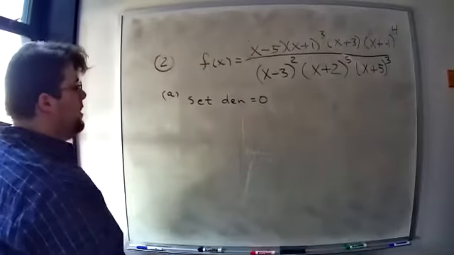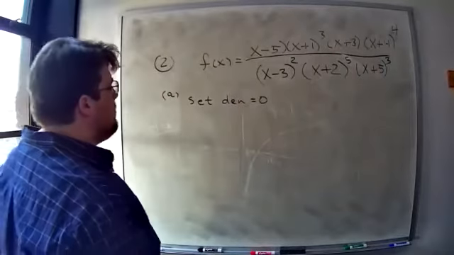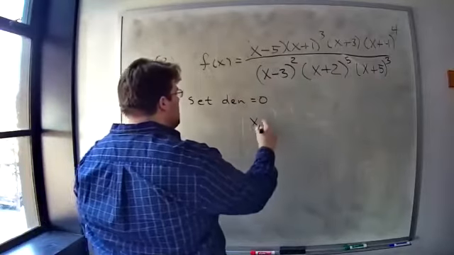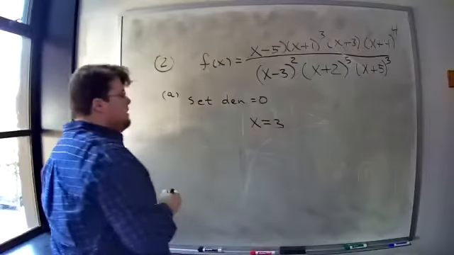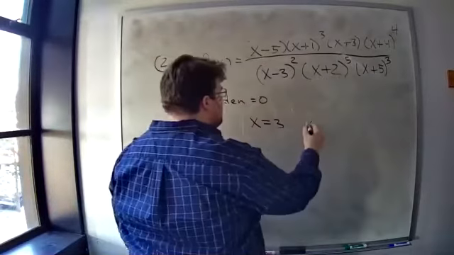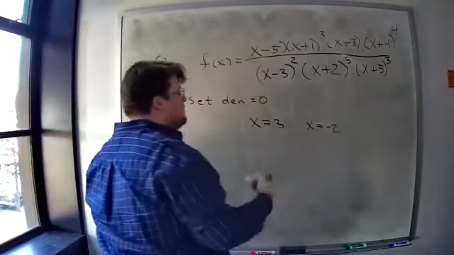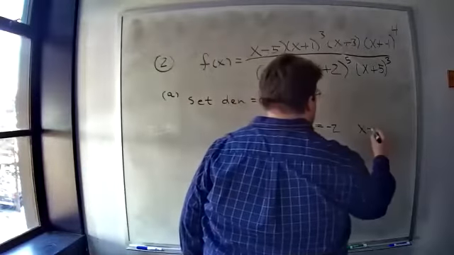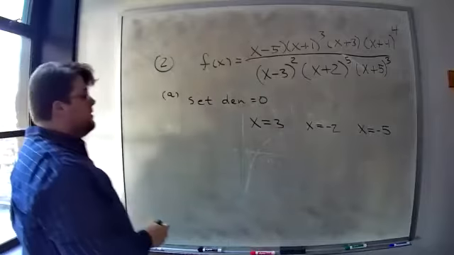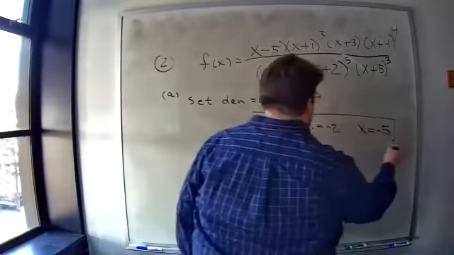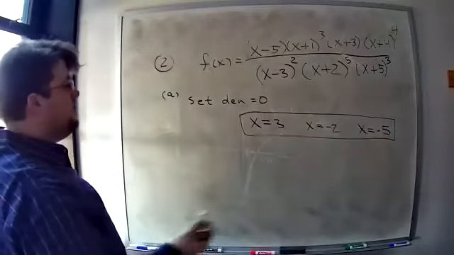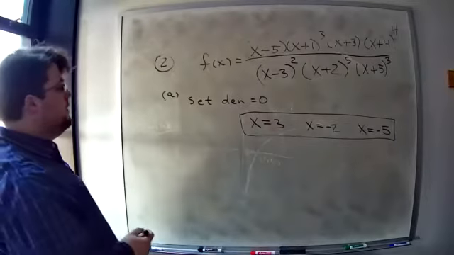The only way things can be multiplied together and get 0 is if one of them is 0. If x minus 3 equals 0, then x must equal 3. If x plus 2 equals 0, then x must equal negative 2. If x plus 5 equals 0, then x must equal negative 5. So our vertical asymptotes are vertical lines. Here we have 3 vertical asymptotes.